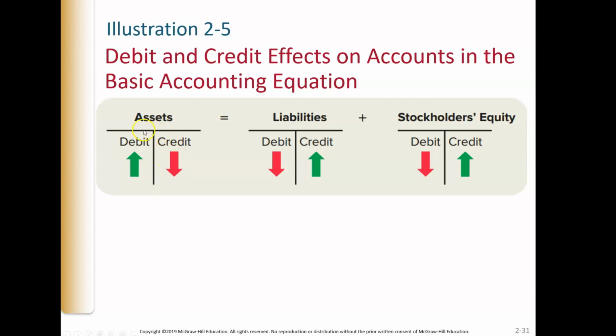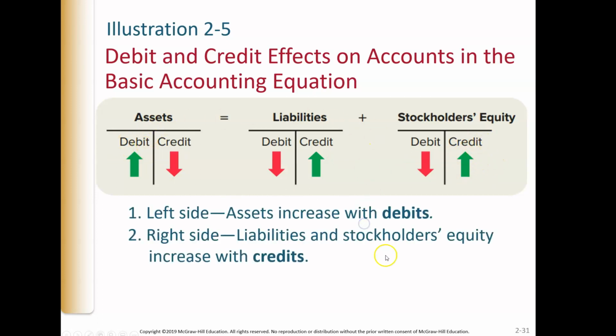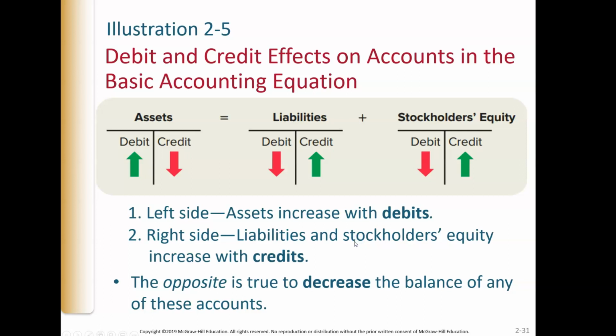So, assets are increased by debiting them. Liabilities and stockholders' equity are increased by crediting them. Exact opposite. Left side, assets increase with debits. Right side, liabilities and stockholders' equity increase with credits. If you don't have to remember increase and decrease, you have to remember the opposite is true to decrease any balance. So if I debit an asset to increase it, I must credit it to decrease it.